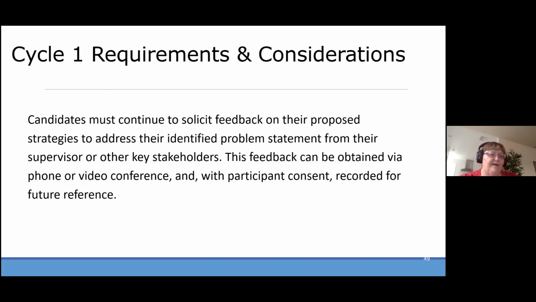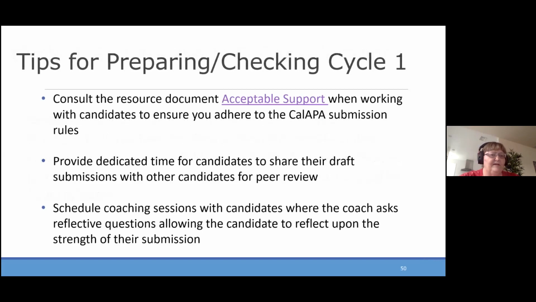And then some insider tips for preparing and checking cycle 1 before they submit it. We have a document we pointed out for you earlier on that resources page called Acceptable Support. Things like you can't tell them what to do, but you can sure ask them leading questions. So first of all, consult that document to know that you are not overstepping your bounds when working with a candidate and you adhere to the submission rules that are there.